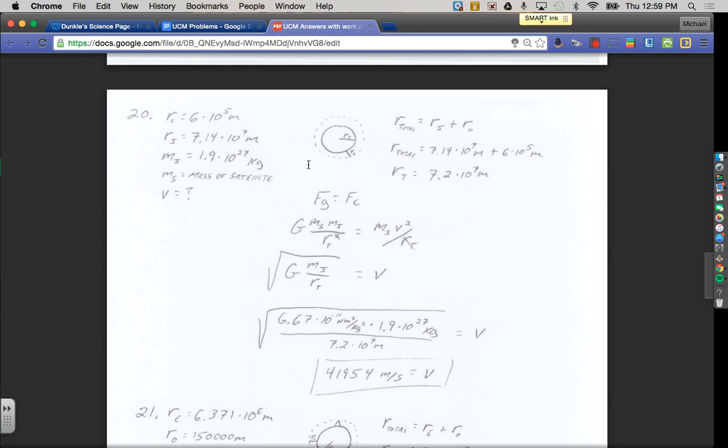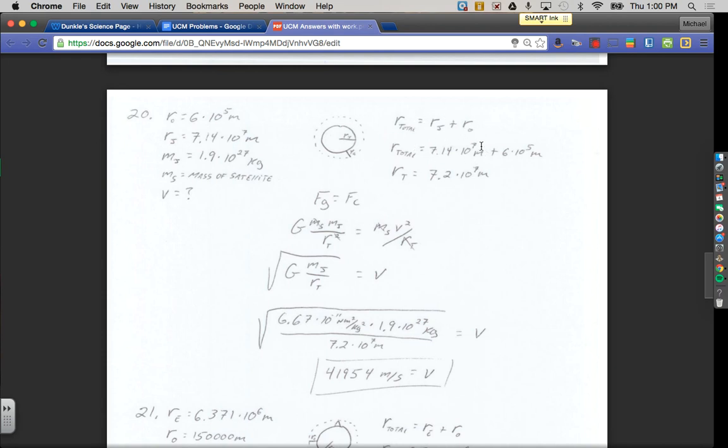This picture is a whole lot like number 19, where we have the planet in the middle and the satellite going around the dashed line orbit here. In order to figure out what the actual orbital radius of the satellite is, we need to take how far it is above the surface of the planet, the 6 times 10 to the 5th meters, and add in the radius of Jupiter. Those two numbers have to get added together to find out how far the satellite is from the center of the planet. That's what I did over here.